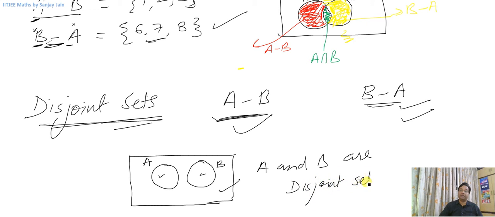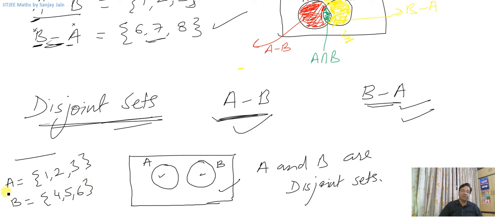I can also give you examples by writing them in roster form. Let us say set A contains elements 1, 2 and 3, and set B contains elements, let us say, 4, 5 and 6. Now are these sets disjoint? Yes, these are disjoint sets.